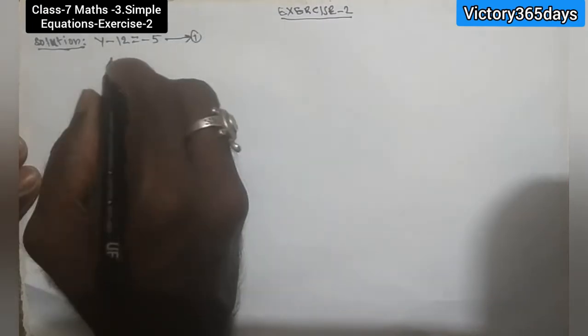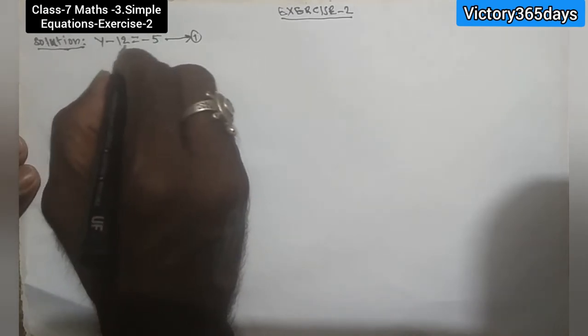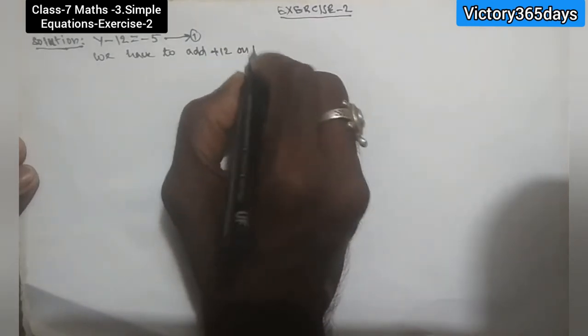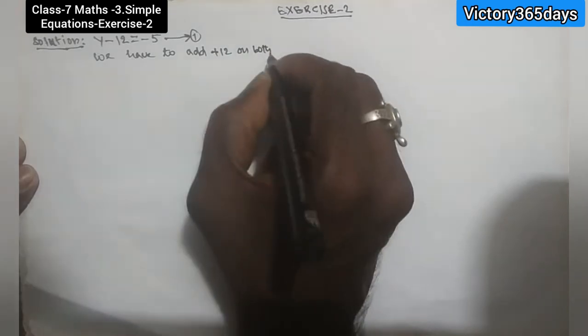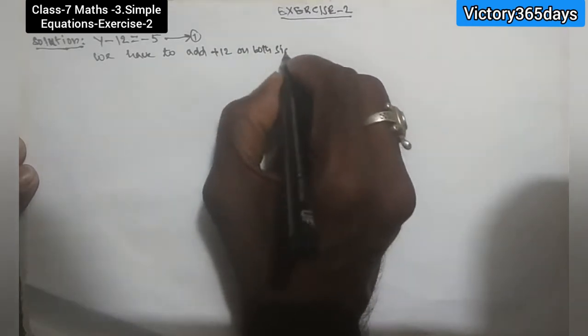So y minus 12 equal to -5. This is equation 1. Here, on the LHS of the equation, y minus 12, we have to add plus 12 on both sides of the equation.